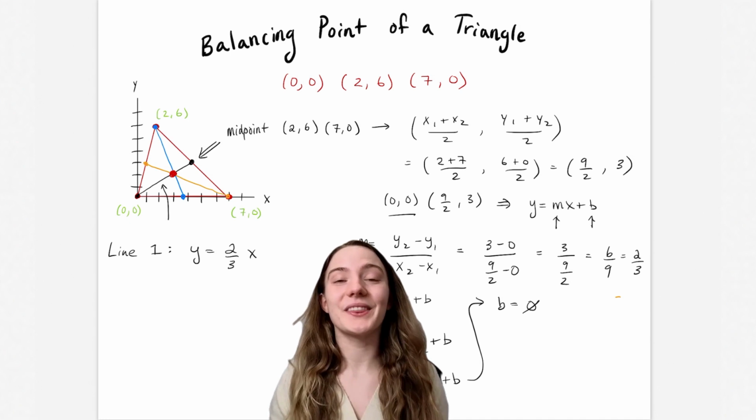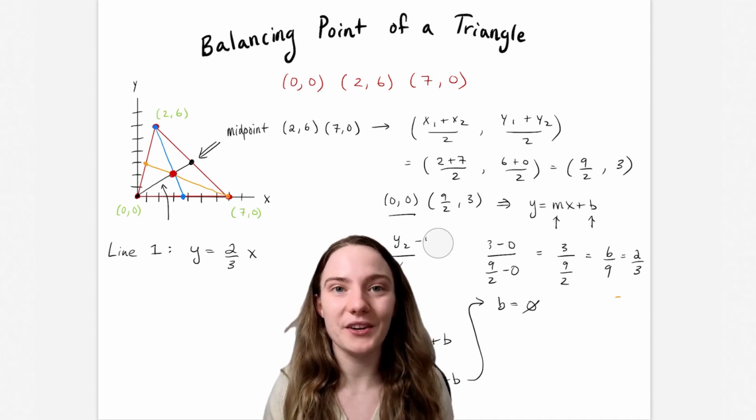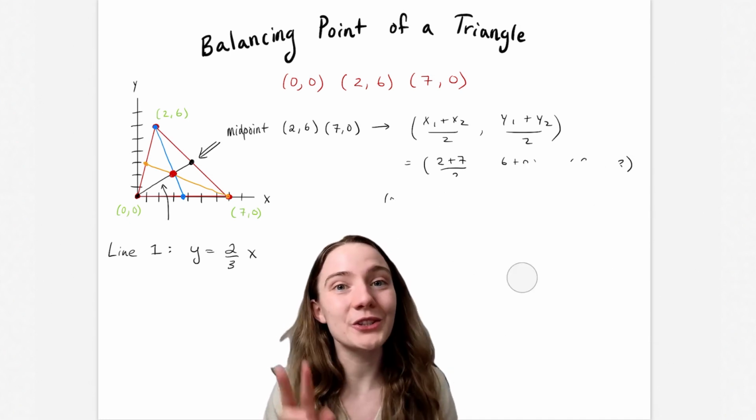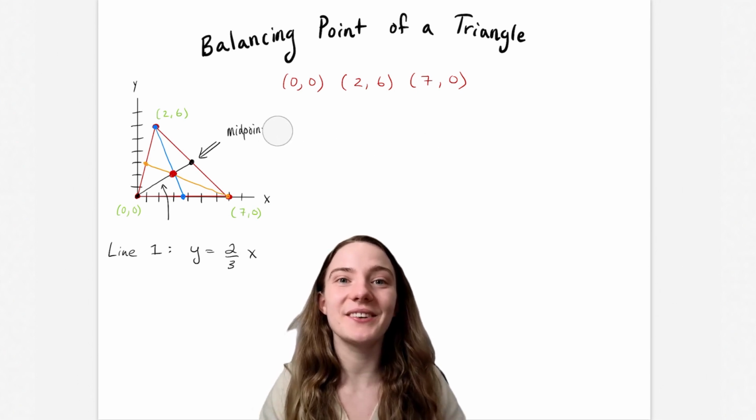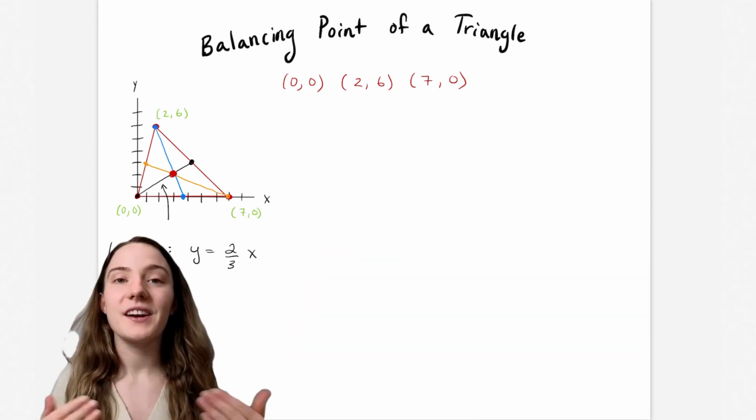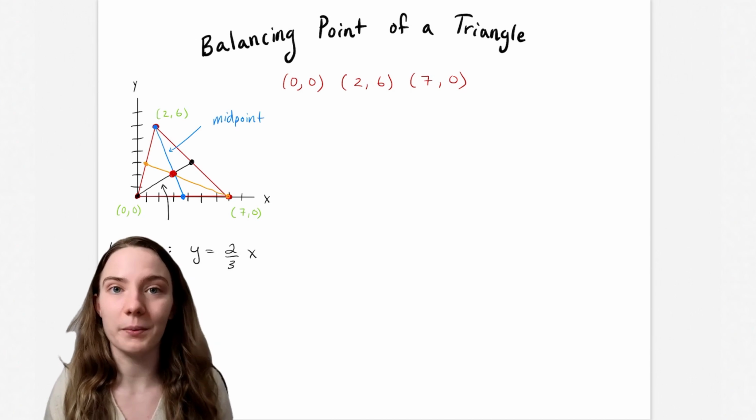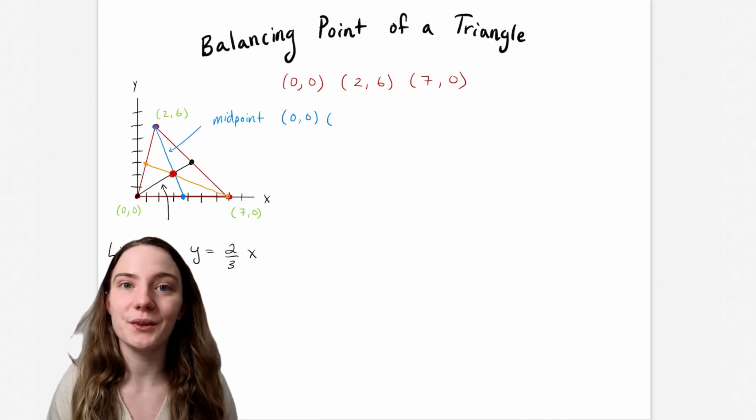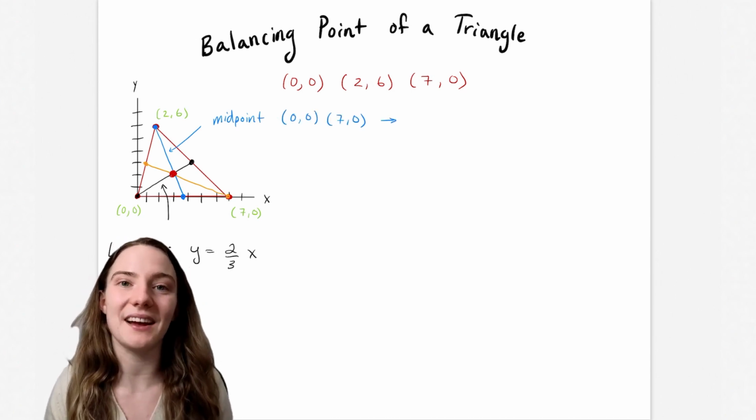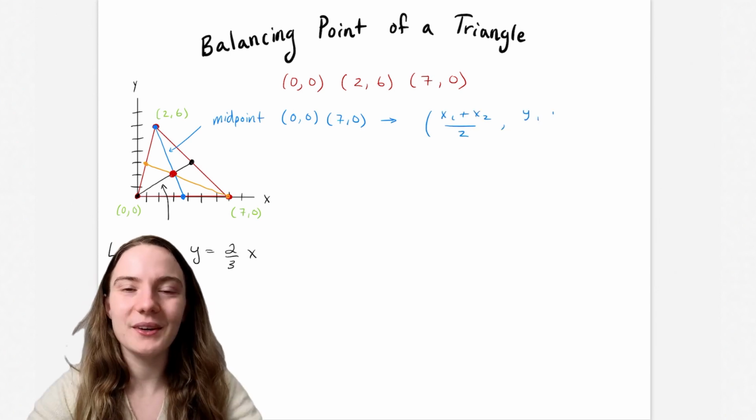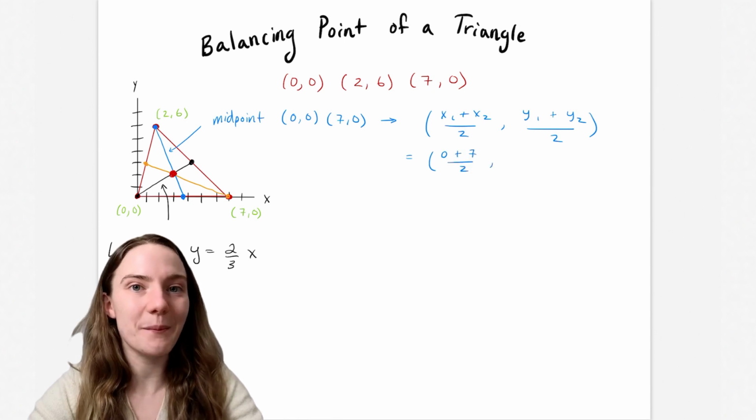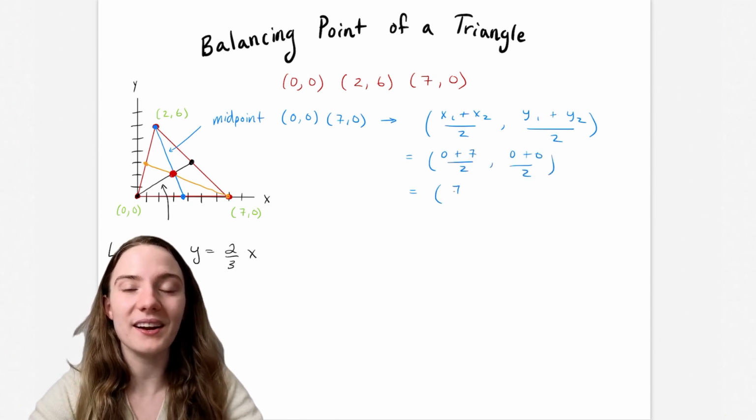And now I know that was a lot of work just to get an equation for the median, but we've got 2 more medians to go, so we need to do that again. For our next median, we're going to look at the line that I drew in blue. Here, we need to find the midpoint of the opposite side, and so we're going to use the points 0, 0, and 7, 0. So all you have to do is plug in your x's and y's into the midpoint equation, and when you do the math, you should get a midpoint of 7 over 2, comma 0.